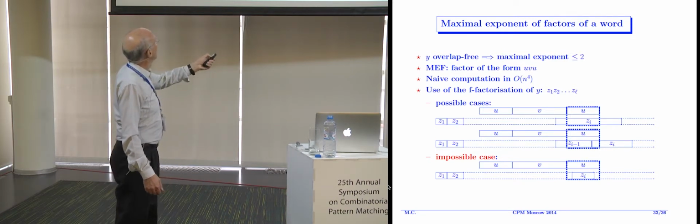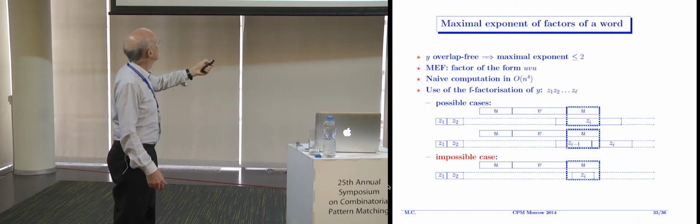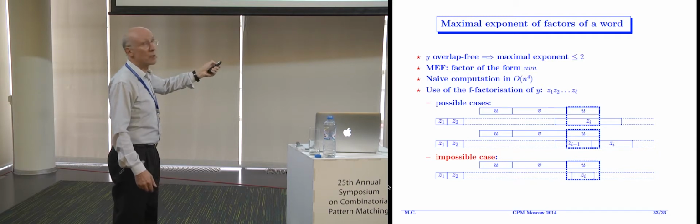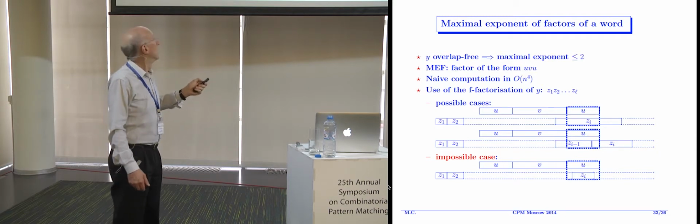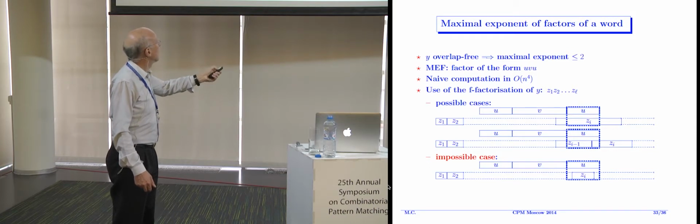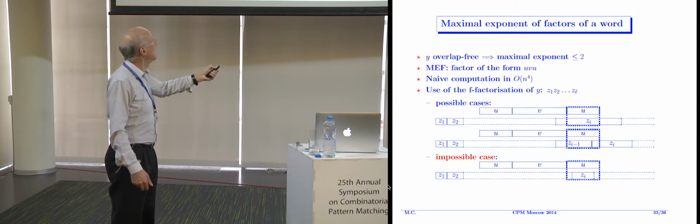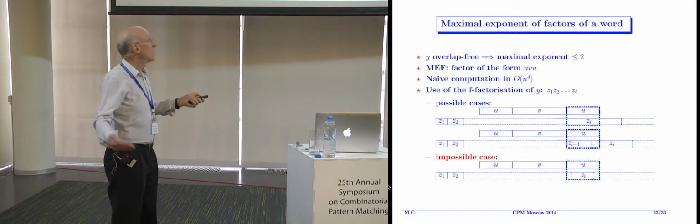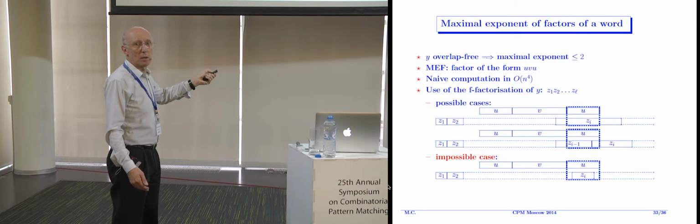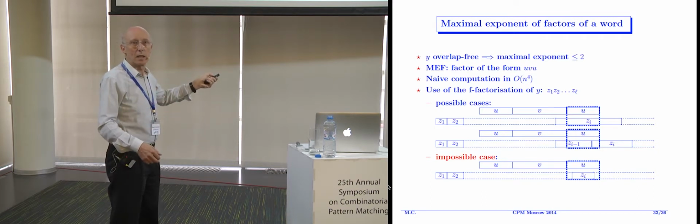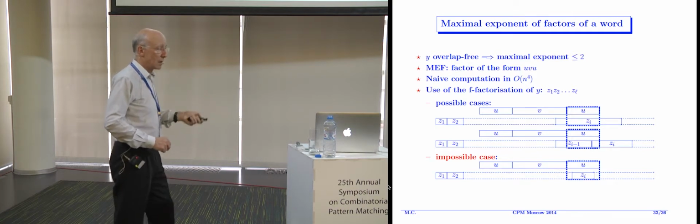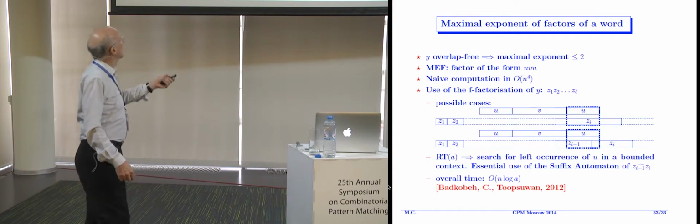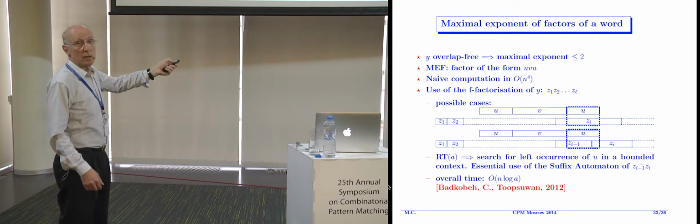Now, if you want to find this UVU, this U can be inside some Zi. It can even be inside the concatenation of two consecutive Zi's. But we cannot have this situation: Zi cannot be inside U, because it would not be maximal. We could extend Zi, so it would contradict the definition of Zi. So we don't have this situation, and we have to deal only with these two situations, okay?